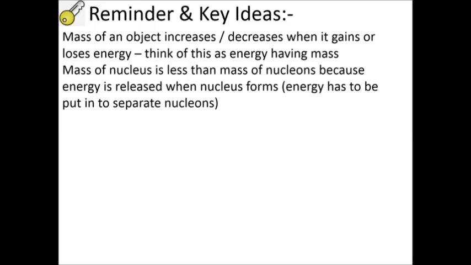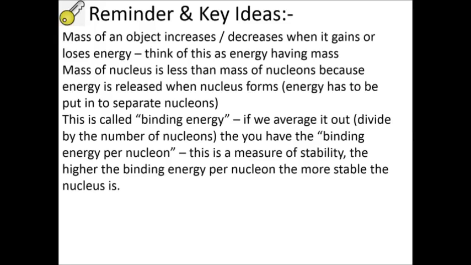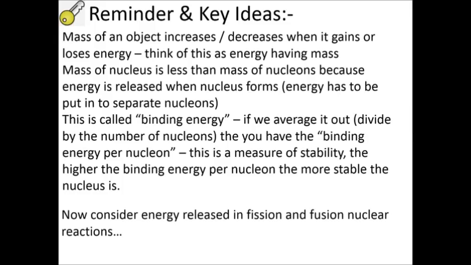The mass of the nucleus is less than the mass of the nucleons. We showed that, so therefore energy is released when the nucleus is formed. This is called binding energy, and to make it a more useful comparison, if we divide it by the number of nucleons, then you have the binding energy per nucleon, which is a direct measure of stability. So today we're going to look at fission and fusion to see the energy released in both of these processes.